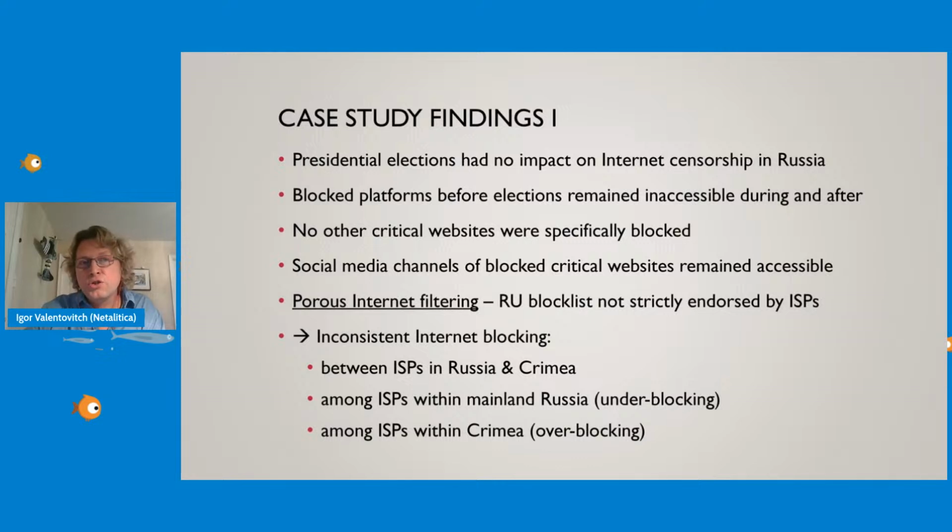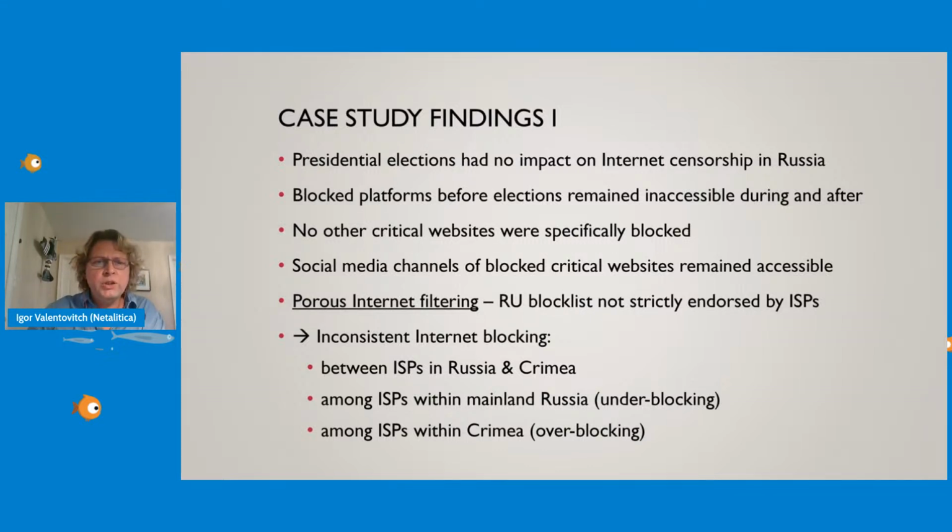Something interesting, the social media channels of those news media organizations that were blocked before the elections were actually accessible during the elections. And the second major discovery, which was more interesting to us as researchers, was about the porous internet censorship or filtering in Russia. So the internet censorship in that country is experienced inconsistently across different internet service providers.